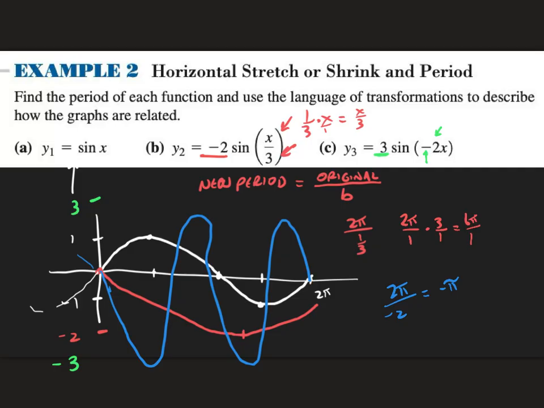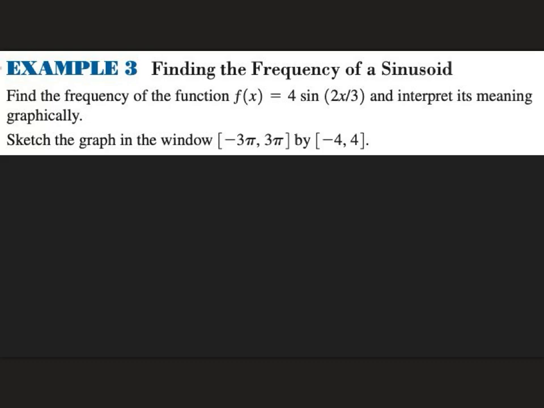So that's what that does to the angle. Okay, now let's look at example 3. They want us to change the windows. So now you're going to change your x values. Your x min is -3 pi. Your x max is now +3 pi. So go ahead and change the windows.